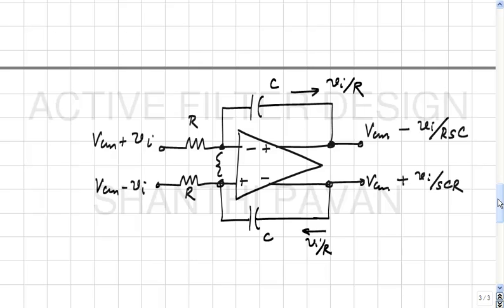At DC, no current flows to the capacitors, correct? Which means that these two voltages, the common mode voltage here, must be the same as the input voltage. Is this clear?